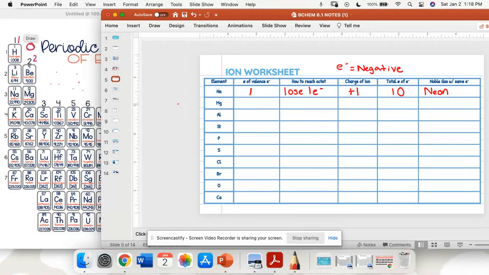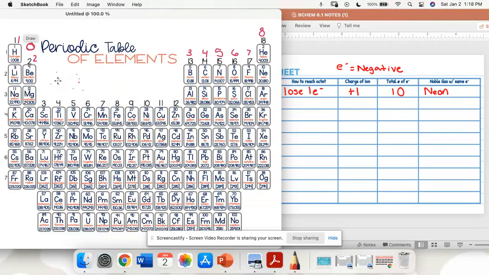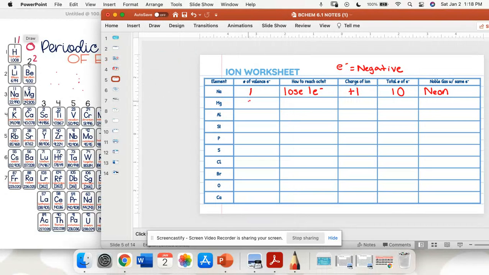All right, magnesium. So we go back over here. Magnesium has 2 valence electrons. Now magnesium wants to also get to 8. So it can either gain 6 or it can lose 2. It's just easier to lose 2. So it's going to lose 2 electrons.